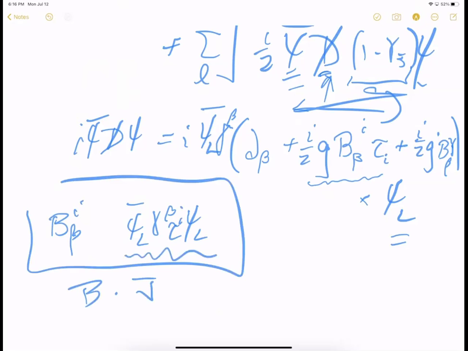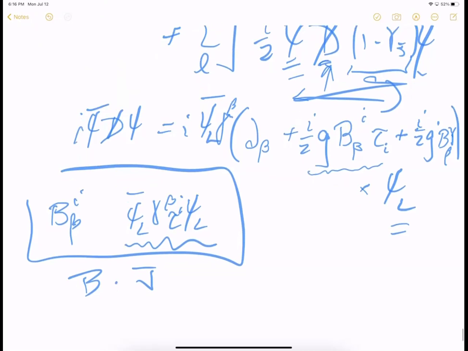So this is the conserved Noether current of the SU(2) symmetry, and that's what couples to the gauge field. So in that sense, it's just like electromagnetism. But now everything is left-handed.